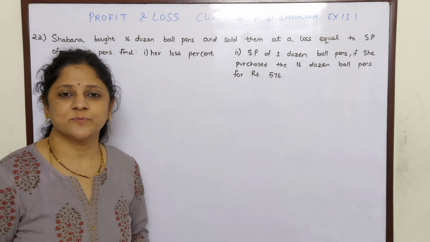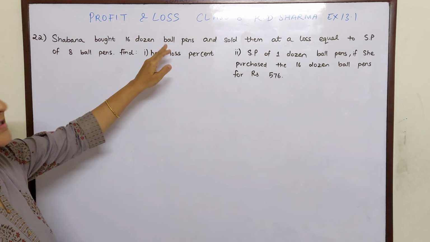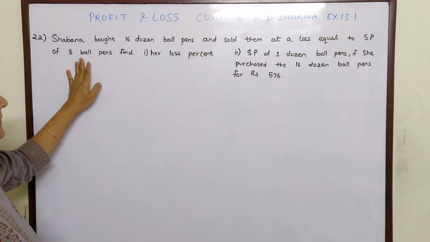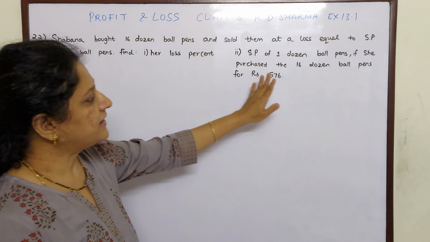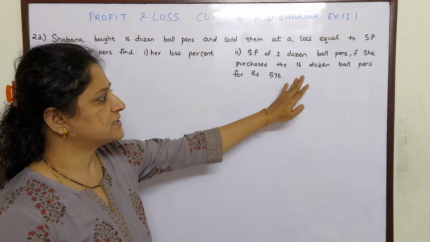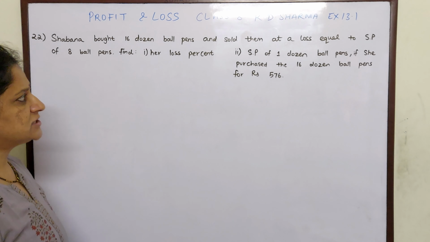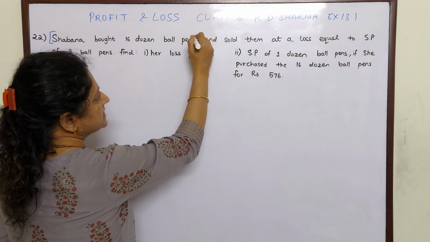Hello children, let us move to the next word problem. Shabana bought 16 dozen ball pens and sold them at a loss equal to selling price of 8 ball pens. Find her loss percent and find selling price of 1 dozen ball pens if she purchased the 16 dozen ball pens for rupees 576.